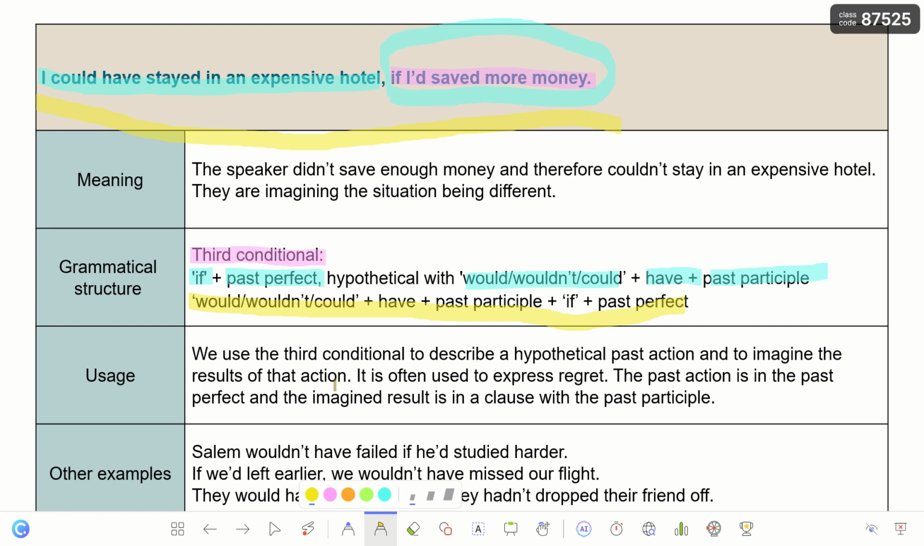Okay, the past action is in the past perfect and the imagined result in the clause with past participle. وين ال past action in the past perfect اللي هو الجملة الشرطية مستخدمة بال past perfect: if I had saved money. النتيجة مستخدمة بال could have stayed. Could or would modal verb followed by have followed by past participle. Salim wouldn't have failed if he had studied harder.